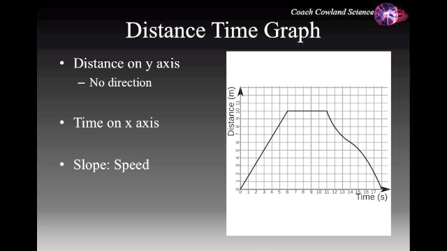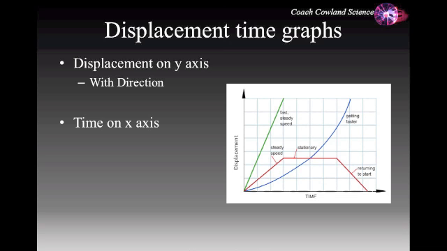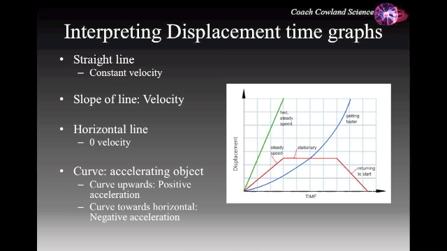Because distance is not a vector and it has no direction, speed also has no direction, and we can't use this graph to find velocity. If we want to find velocity, we need to use a displacement time graph. A displacement time graph has displacement in place of distance on the y-axis and can have a positive displacement or a negative displacement. When we look at a displacement time graph, we can find a number of important facts.